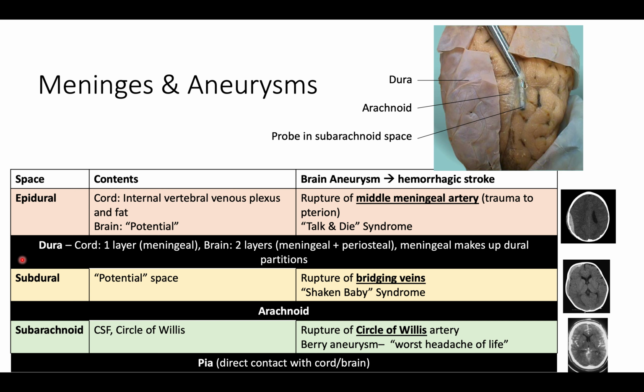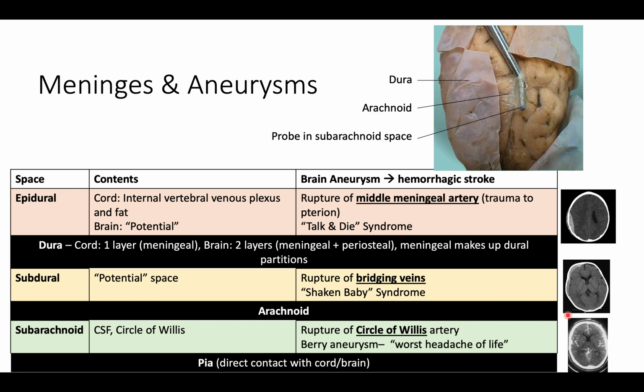So the next layer is our subdural space, and so it's a potential space again. And so if there's a rupture of the bridging veins within that dura, an example would be shaken baby syndrome or shaken elderly person syndrome. It's rupturing those veins, and so therefore they get that crescent moon shape, as you can see right here, and that is under the dura.